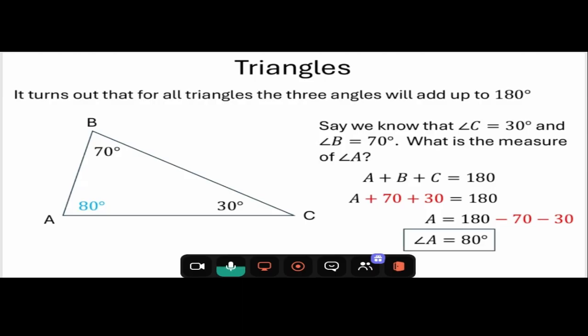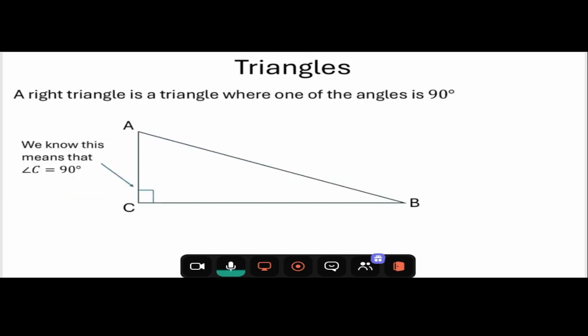Again, probably a little more of a setup than you need to do on this one, but it helps you get the idea for when they twist up those questions a little more on you, which I think we're going to do here. You can always double check this. 80 plus 70 is 150, plus 30 is, yes, 180. So we got the right answer.